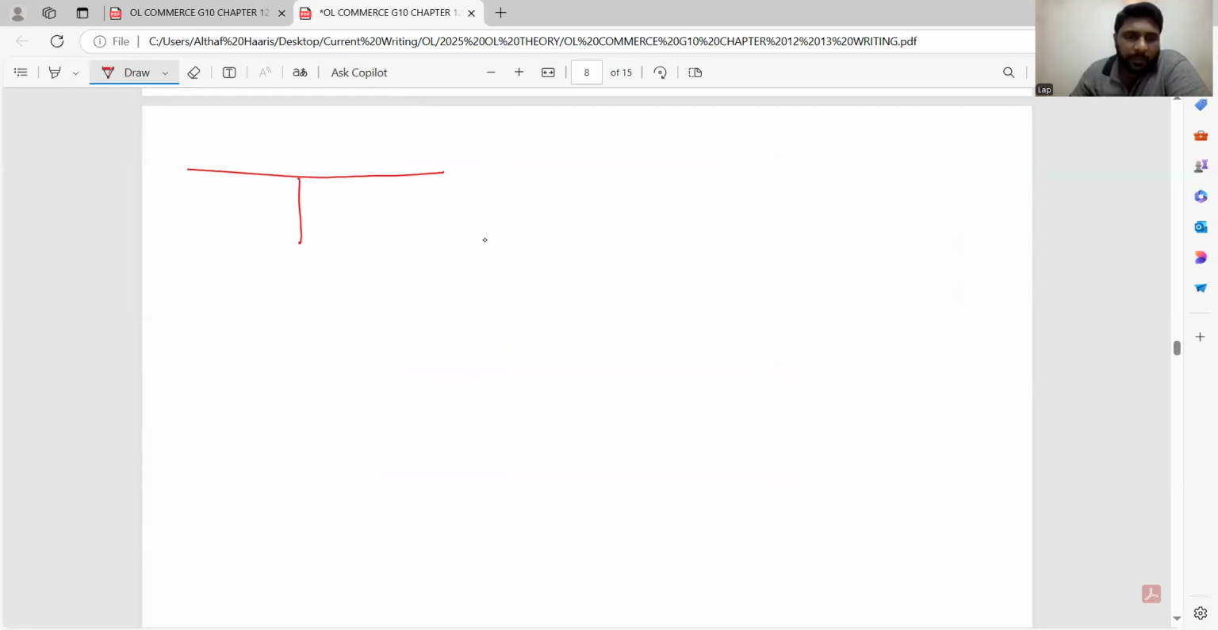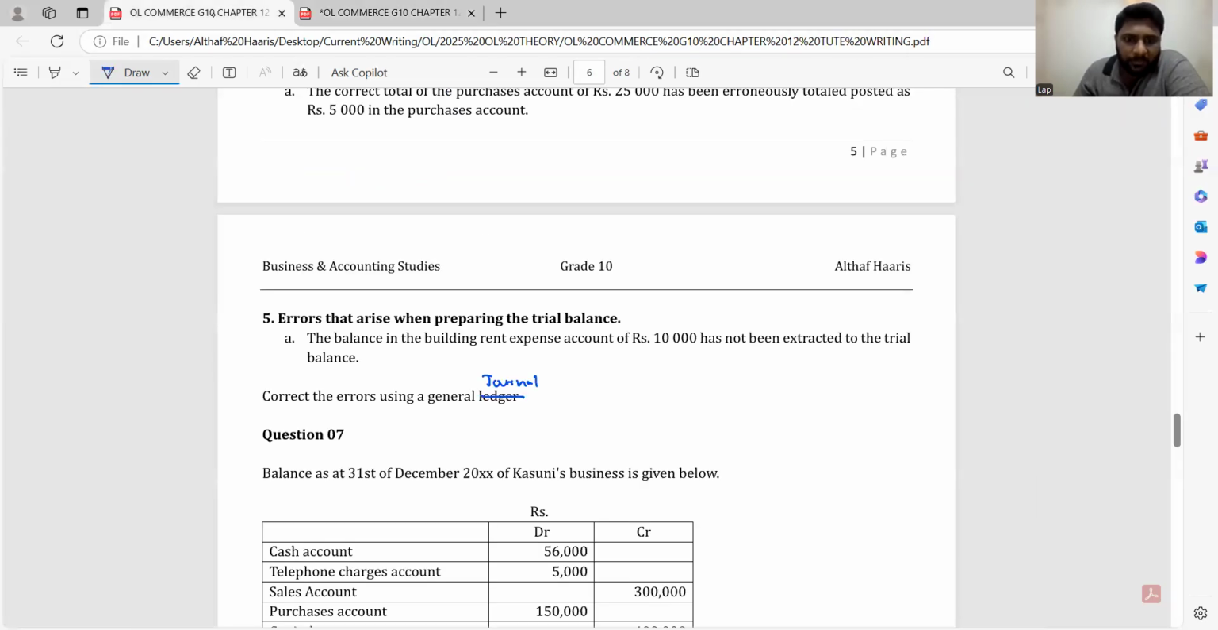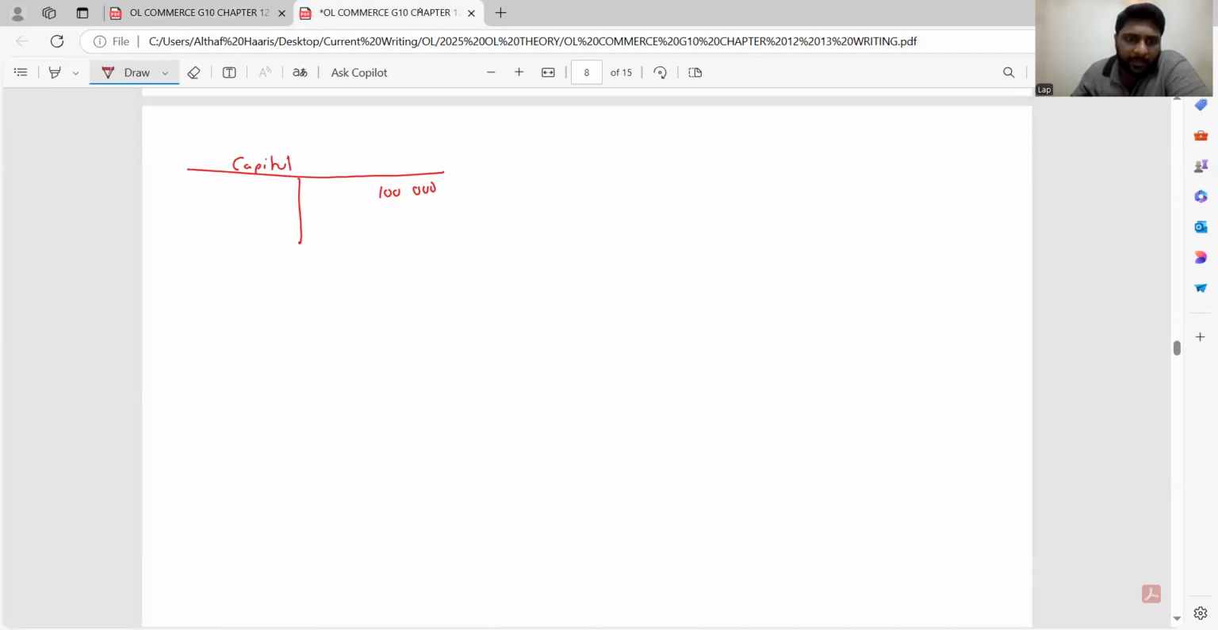We'll assume here you have the example. Capital 100,000, and building rent 10,000, and maybe bank loan or cash, cash 90,000.